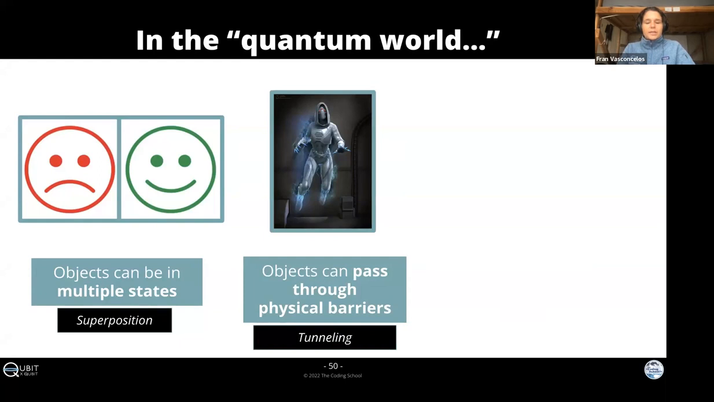Another example is this notion of tunneling. It turns out that in the quantum world, objects can actually pass through physical barriers. We know that in the classical world, unless you're in Harry Potter, if you run at a wall, you're not going to be able to pass through it. In the quantum world, however, atoms and small particles, if they're moving fast enough or have certain properties, can tunnel through literal physical barriers.